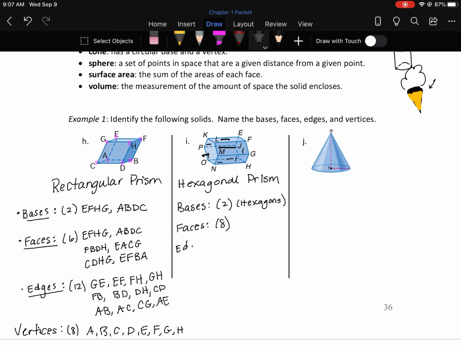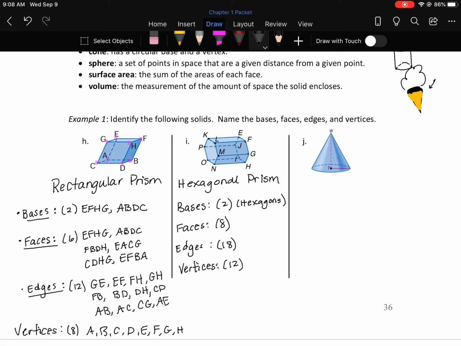Edges, let me erase all this. So there's 1, 2, 3, 4, 5, 6, 7, 8, 9, 10, 11, 12, 13, 14, 15, 16, 17, 18. There's 18 of them. That is a lot. All right, now we have vertices. 1, 2, 3, 4, 5, 6, 7, 8, 9, 10, 11, 12. There's 12 vertices.